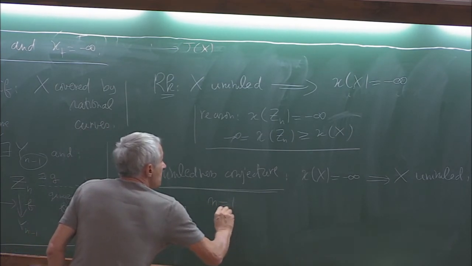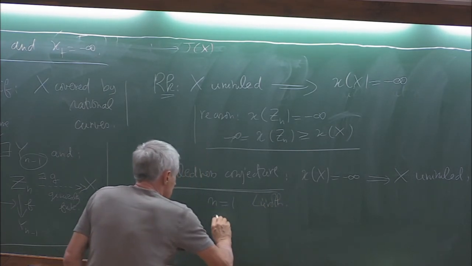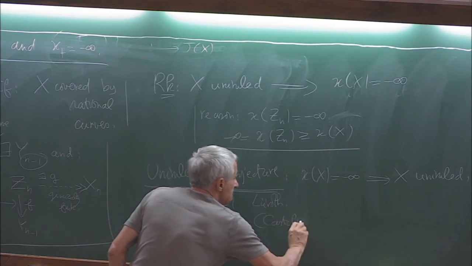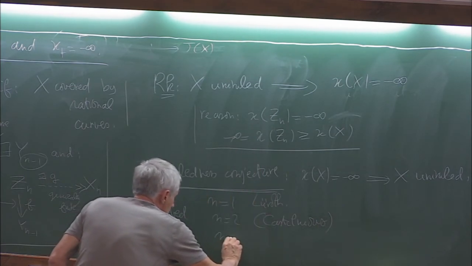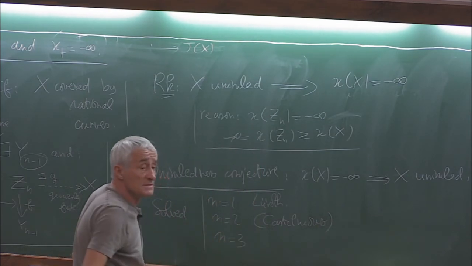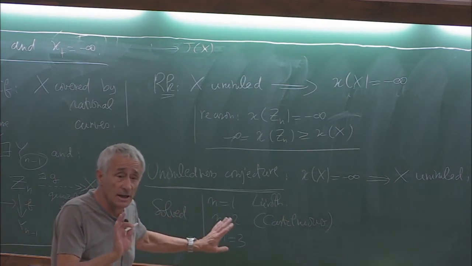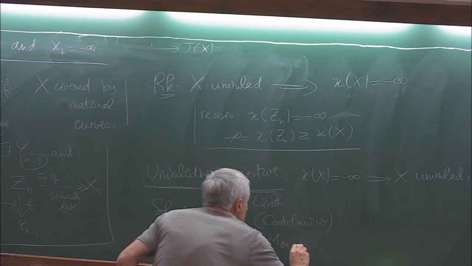For n is 1, for curves, this is essentially Lüroth's theorem. For n is 2, I think this can be attributed to Castelnuovo. And we have for n is 3 now, and this is the last dimension in which this is known. I'm just finishing, and this is due, in fact, to Mori and Miyaoka.